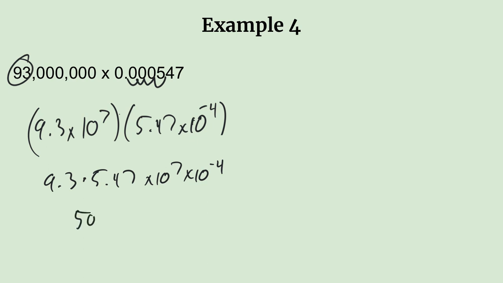So we got 50.871 times 10 to the third. And we said 2 sig figs, so that would be 5.1 times 10 to the third. Or to the fourth on that one, because we have to move this once to the left, so we add 1 up here.